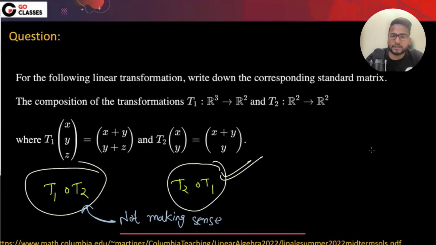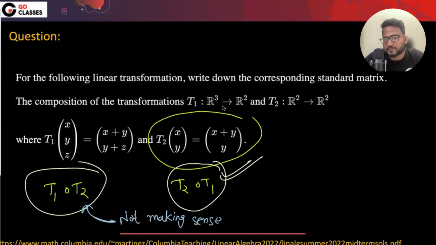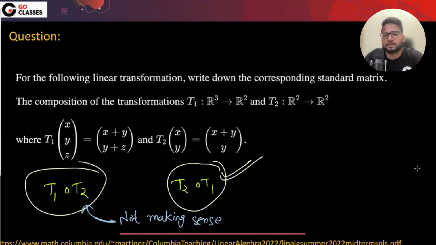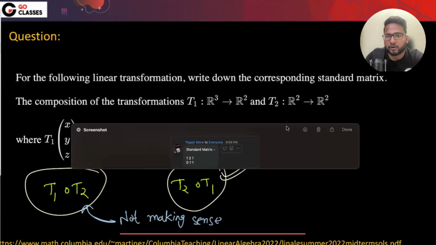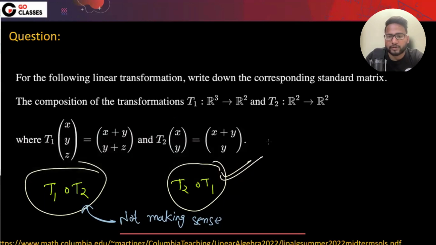So basically you need to find T2 T1. Now, can you do this? You can find the matrix corresponding to T2, find the matrix corresponding to T1, and then you can find the answer. Tejas More has given some answer. Let me check whether this answer is correct or not. I can quickly verify.